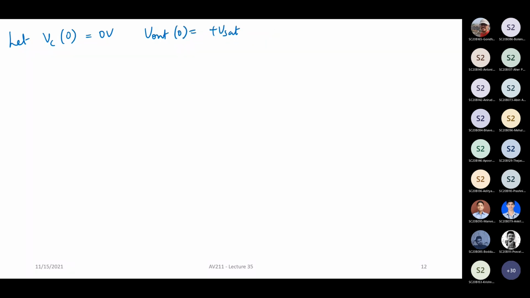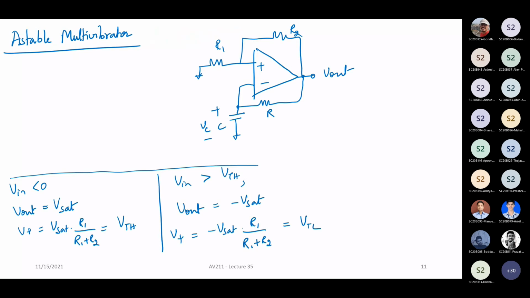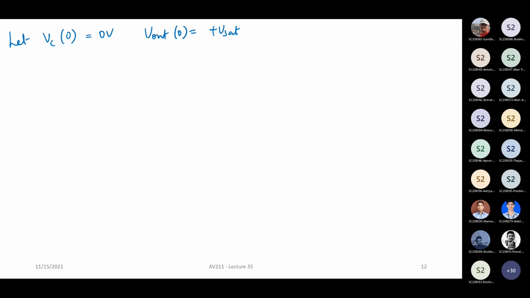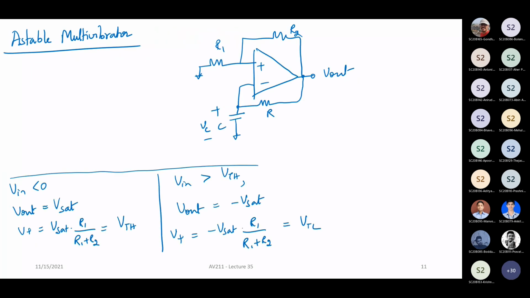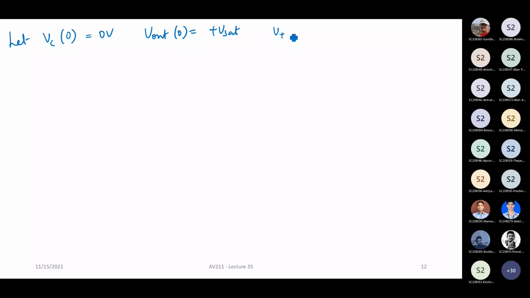Of course, I understand, sorry. It can go either way depending on the offset and so on. Let us assume that Vout of 0 is plus VSAT. And V plus is, of course, R1 divided by R1 plus R2 times VSAT. Now, what will happen?